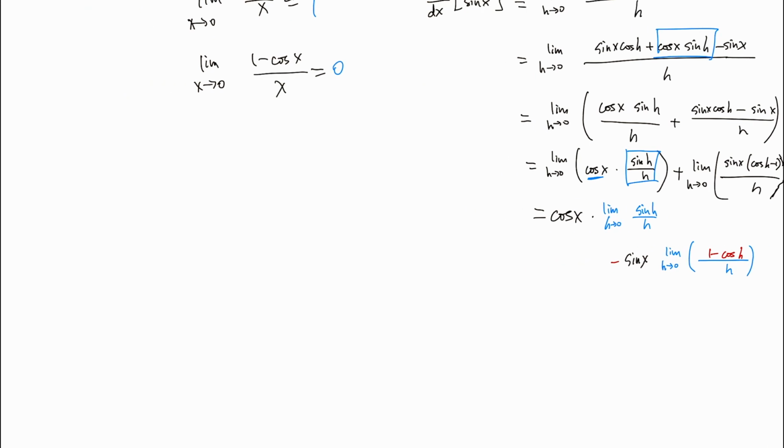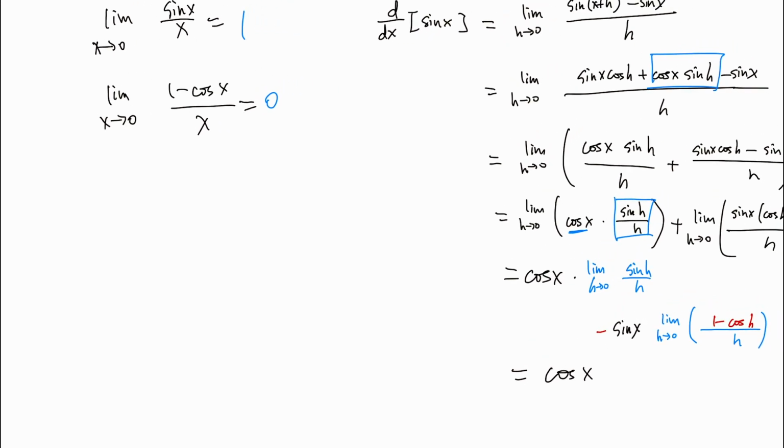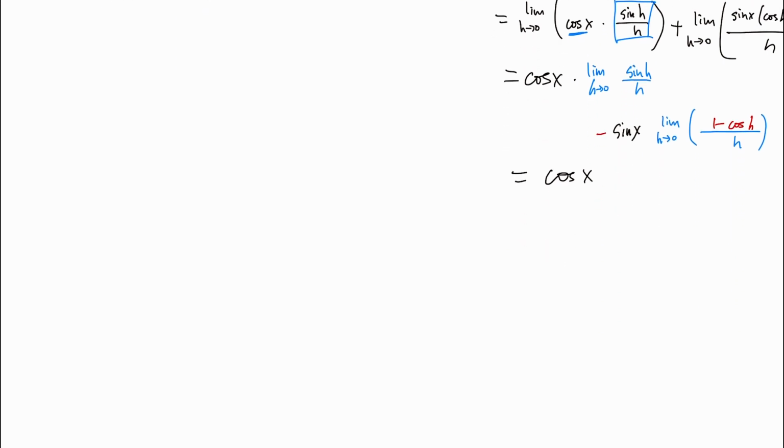And we can apply our two identities over here so that we get cosine of x minus 0 times sine of x, so 0 times sine of x, which basically disappears. And our final answer is that the derivative with respect to x of sine of x is equal to cosine of x.